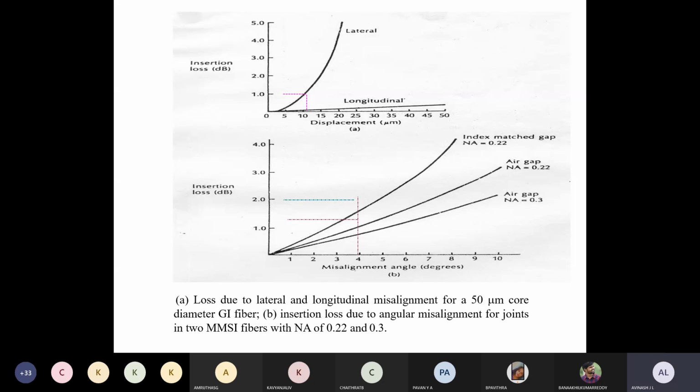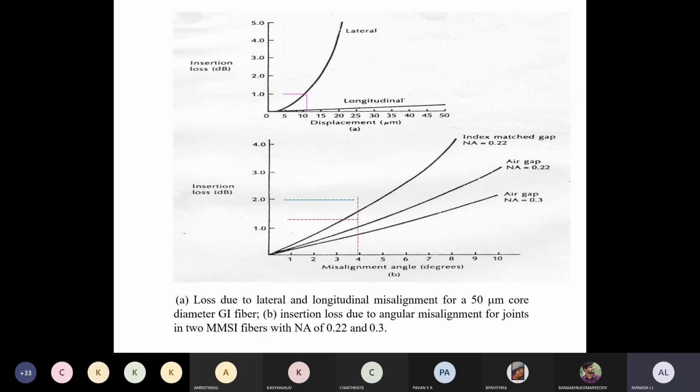These are experimentally observed graphs that we are projecting here. We have not done this in our lab. It is from the technical specification, or the scientists have done it and given these graphs. We are just observing and analyzing them. If the misalignment angle in degrees is more, then the losses are also going to be more.